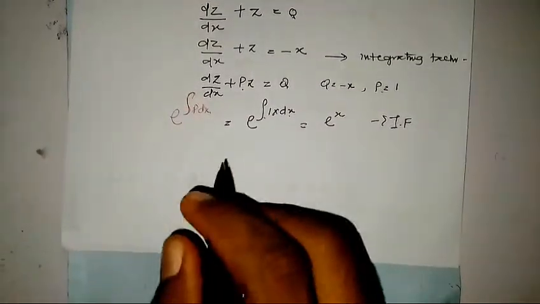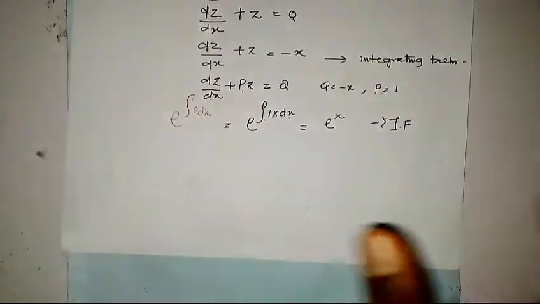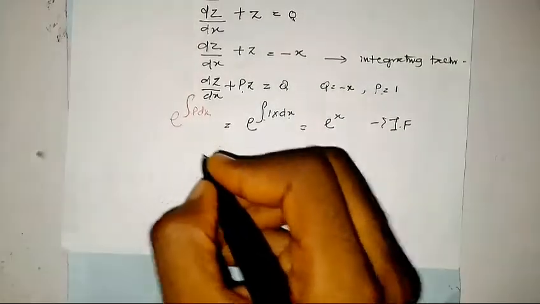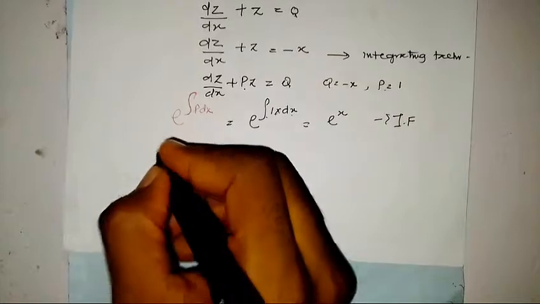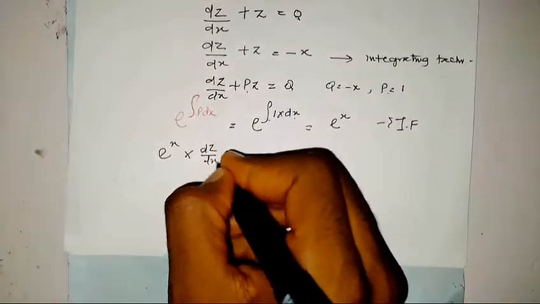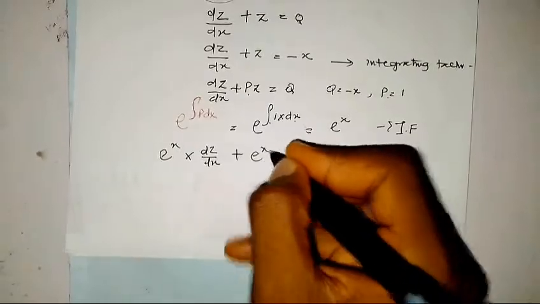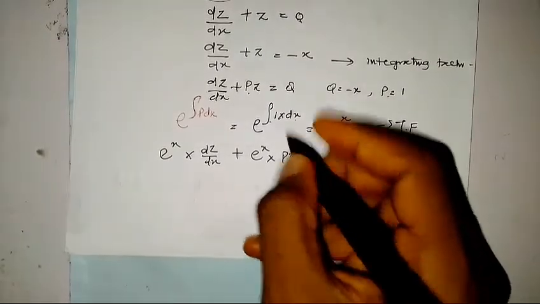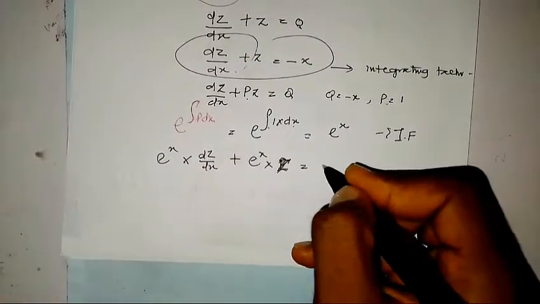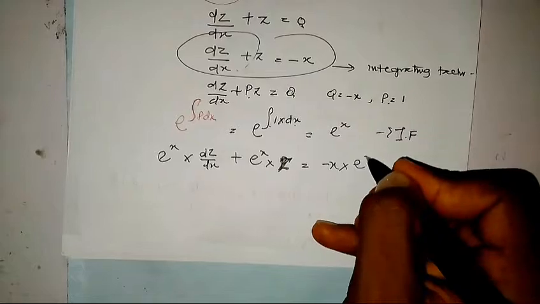So now, because we're solving using the integrating factor method, our next step is to multiply through by my integrating factor. So multiplying through, we have exponential x times dz/dx plus exponential x times z equals minus x times exponential x.